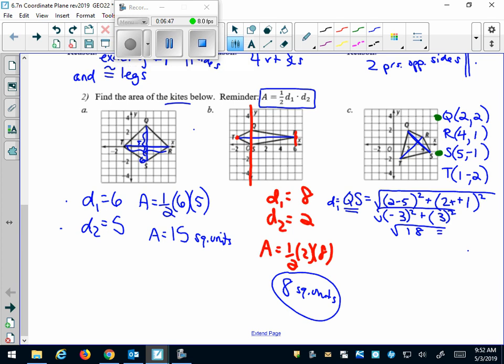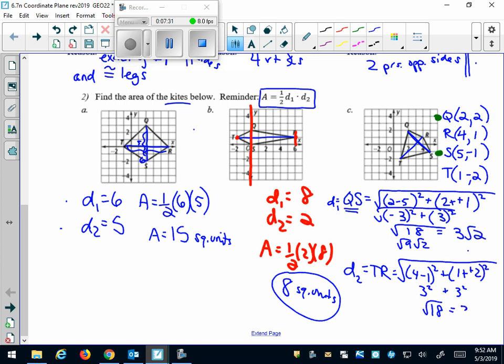How can we simplify that radical? What is a perfect square that goes into 18? 9. Good. So root 9 times root 2 is 3 root 2. So that's the length of QS. Let's do the length of the other diagonal, which is what? T to R. TR. So again, we're going to subtract the x's, 4 minus 1 squared, plus 1 minus a -2 squared. 4 minus 1 is 3. 1 plus 2 is 3. Again, we have the square root of 18, which is 3 root 2.